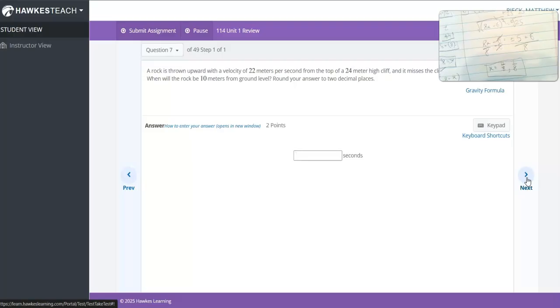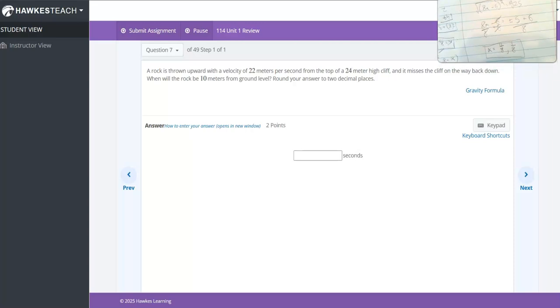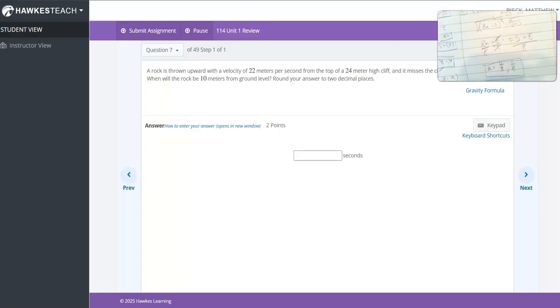All right. So the next one here, you have a rock thrown upward with a velocity of 22 meters per second from the top of a 24-meter high cliff, and it misses the cliff on the way down. So when will the rock be 10 meters above the ground? All right. So yeah, I will give you a formula sheet.